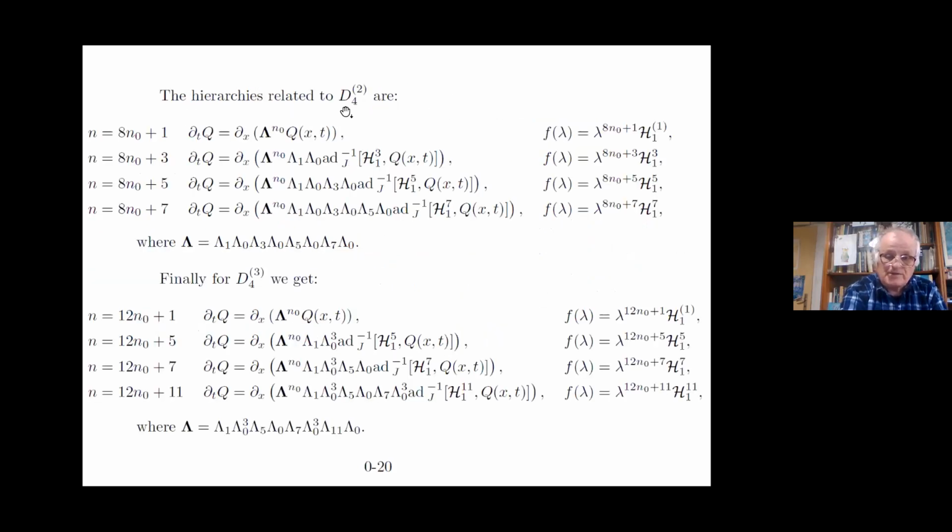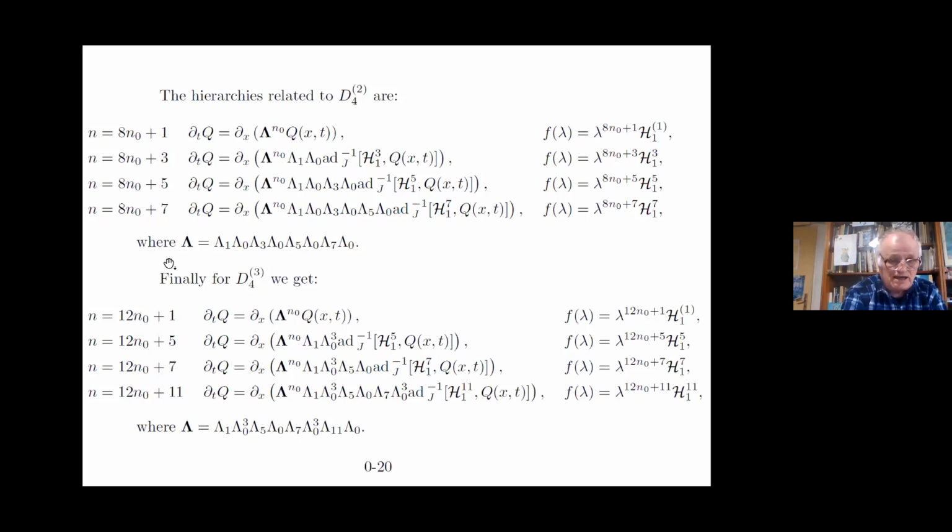For the algebra D4^(2), we have, of course, a different formulation, because now we have to distinguish between 4 different possibilities. n can be 8 n0 plus 1 with this type of equations. Then 8 n0 plus 3 with this type of equations, plus 5 and plus 7, as you understand. And now the master recursion operator has this form.